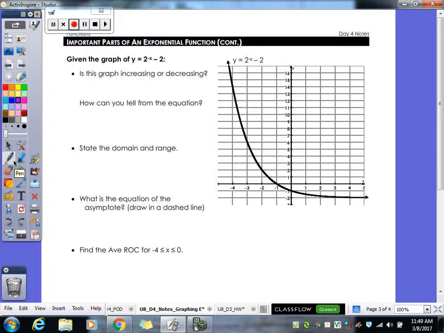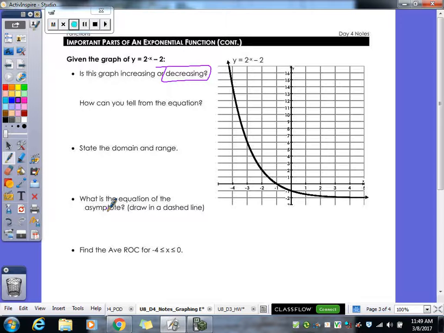All right, so let's take a look at the back. Last page of our notes. So this time I already graphed it for you. Your y equals 2 to the negative x minus 2. So let's answer our questions over here. Is this graph increasing or decreasing? This one's decreasing.